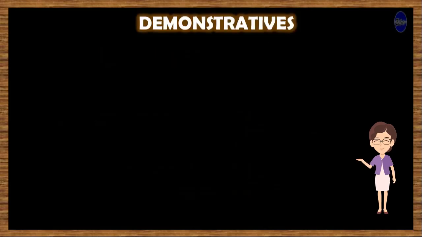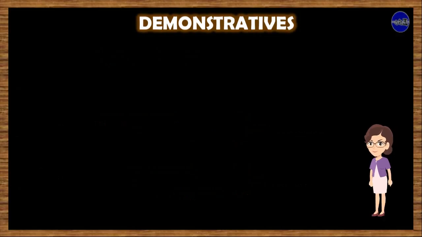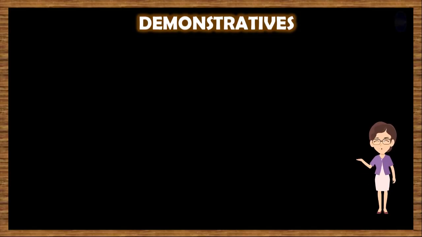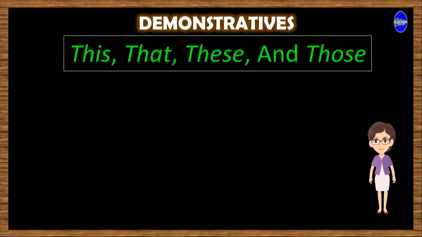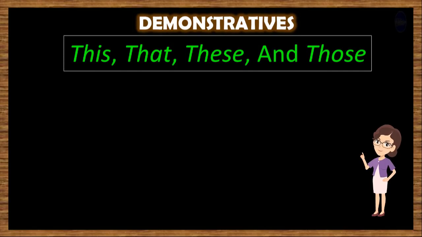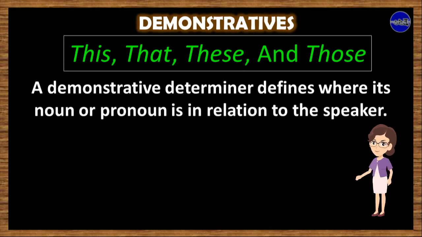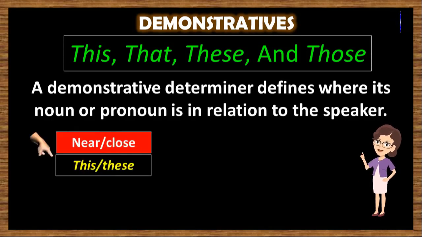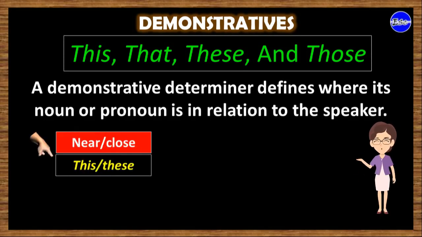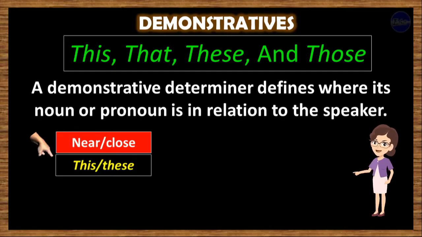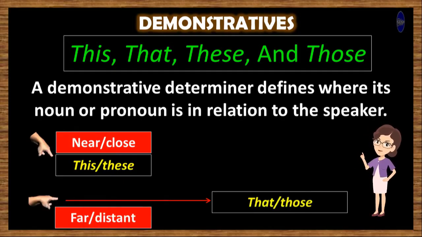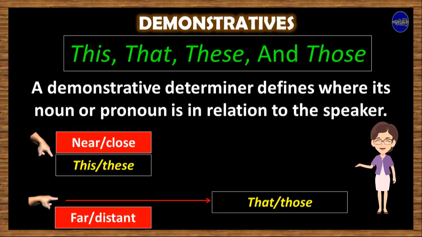And this is the second type of determiner, that is, demonstratives. The demonstrative determiners, also known as demonstrative adjectives in traditional grammar, are this, that, these, and those. A demonstrative determiner defines where its noun or pronoun is in relation to the speaker. This and these define close things, or are used to define near things in terms of distance, psychological closeness, or time, while that and those define distant things.